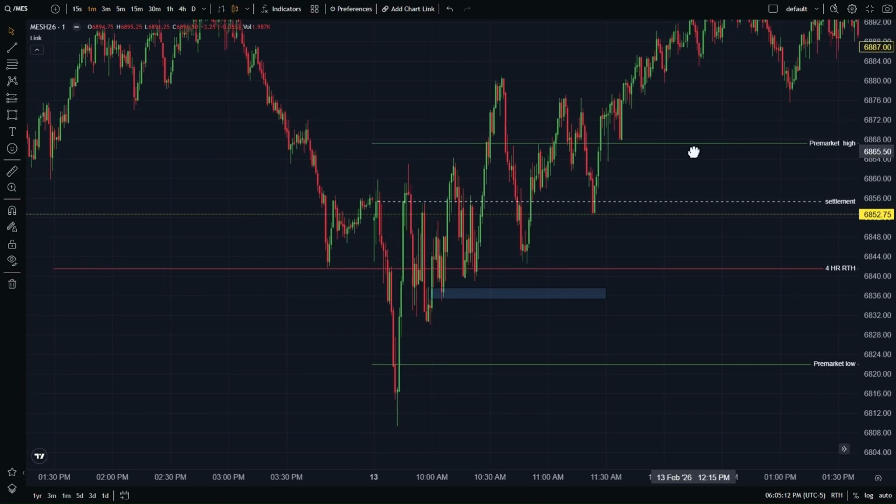If I would have gotten in here and put my stop below that low and left it, I would have been fine. I would have made some money on the NQ when I was there. But I would have had to walk away. This right here was just too much.